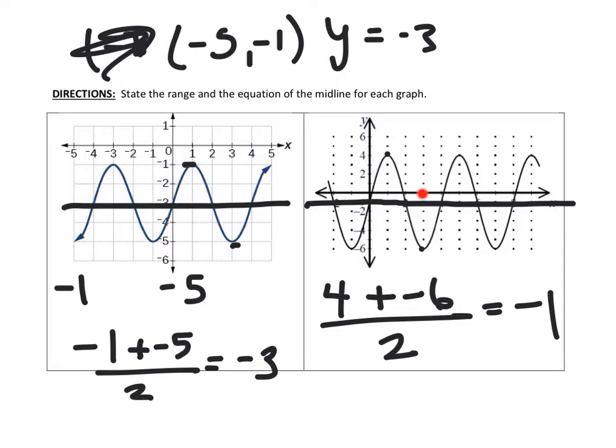Well, let's count. 1, 2, 3, 4, 5 above. 1, 2, 3, 4, 5 below. We nailed it. So the equation of that midline is y equals -1. My range, remember, always go low to high, -6 to +4.